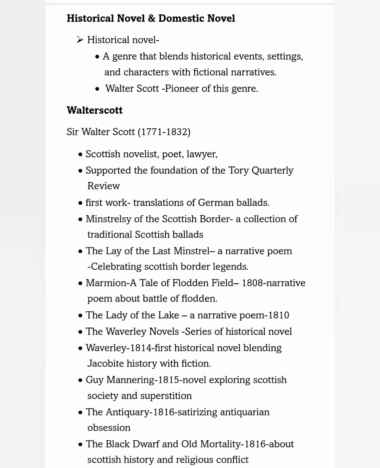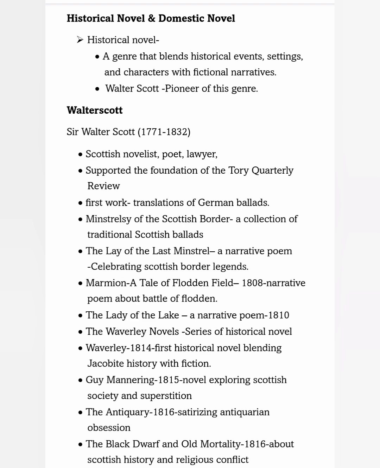Then, the Waverley novels, historical novels mixing real events, shaped national identity and influenced later novelists like Balzac. Then his most famous, or first, historical novel blends Jacobite history with a personal adventure, and is analyzed for its portrayal of cultural conflict and emerging Scottish nationalism.